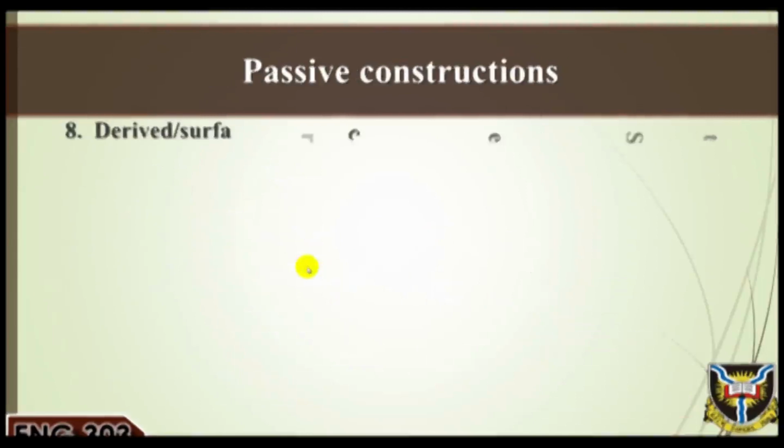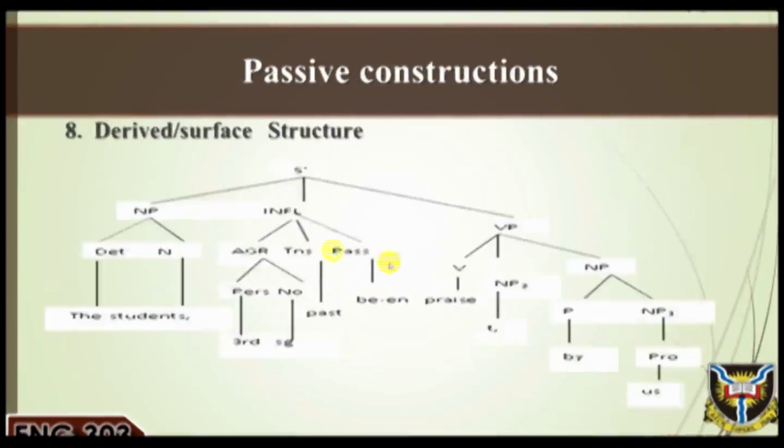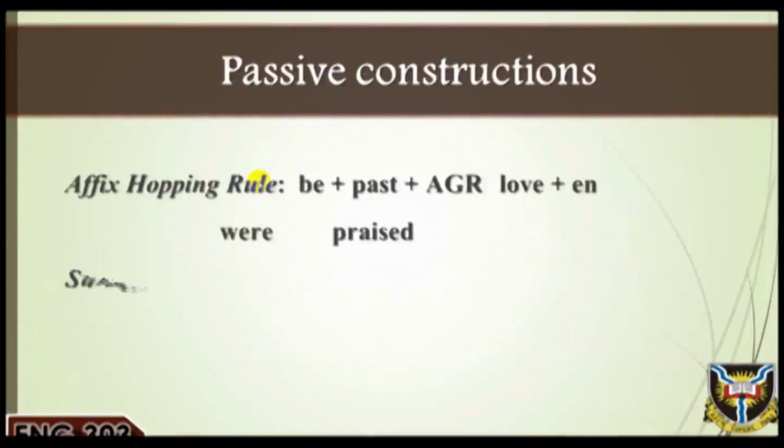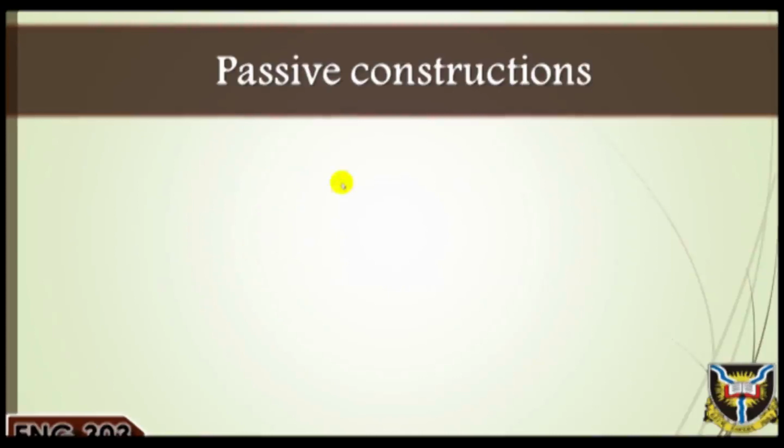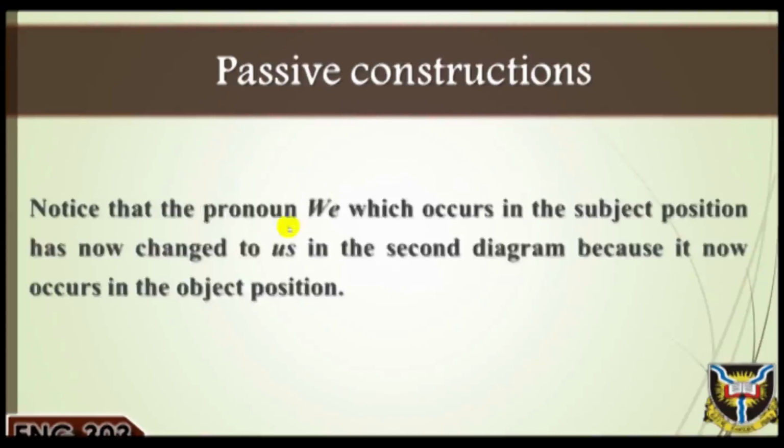Surface structure. The students were praised by us. Notice that the pronoun we, which occurs in the subject position, has now changed to us in the second diagram because it now occurs in the object position. Sometimes, however, some sentences do not have subjects. How are they realized? Consider the following examples.